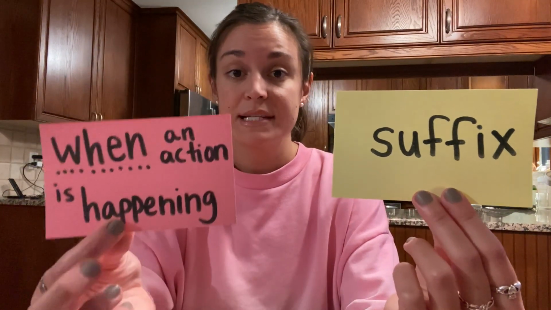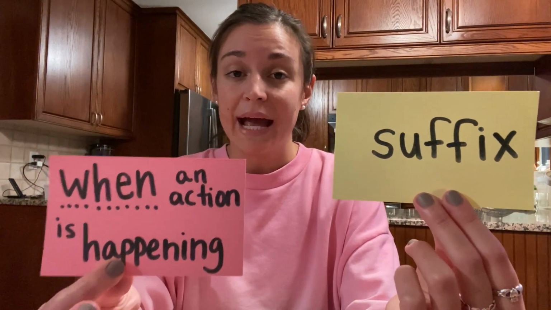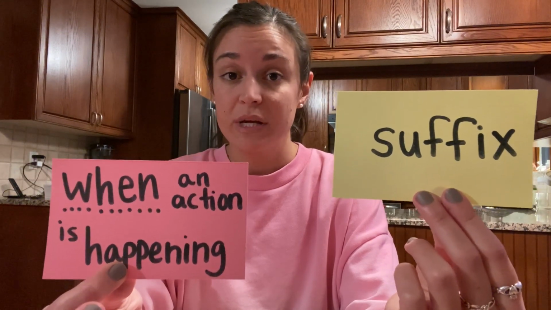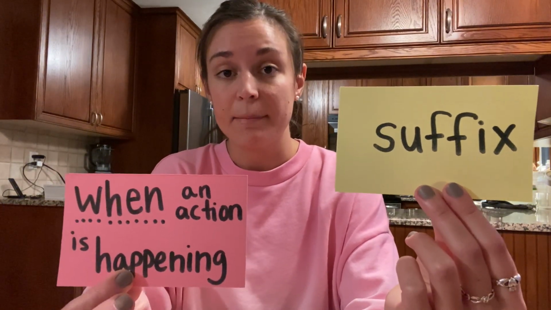Well, this week, we're going to learn about 2 new suffixes. These suffixes are not going to make a base word plural. Instead, they are going to tell us when an action is happening. So when we add these 2 suffixes for this week to a base word, it tells us when something is happening, whether it's happening now or it already happened. Let's look at our 2 suffixes for this week. Your first suffix is ing.